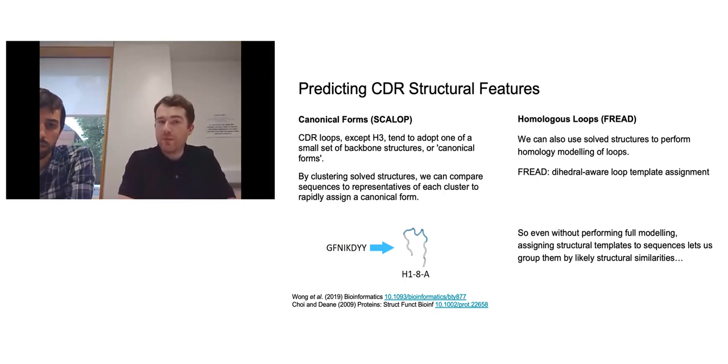You can annotate your canonical loops with the canonical forms, and you can also start to constrain further how they're likely set in the 3D structure, which is really cool. Now, this breaks down a little bit when we consider the CDR-H3 loop.